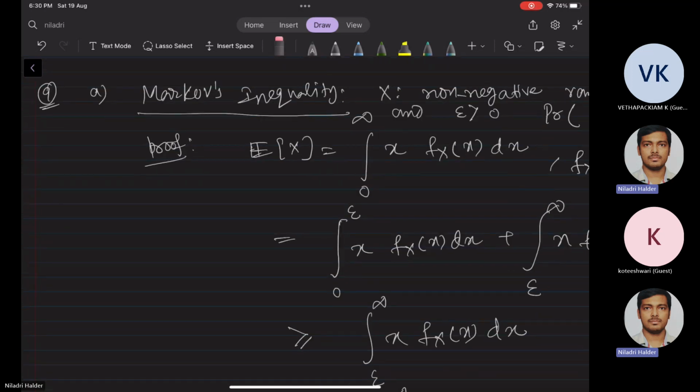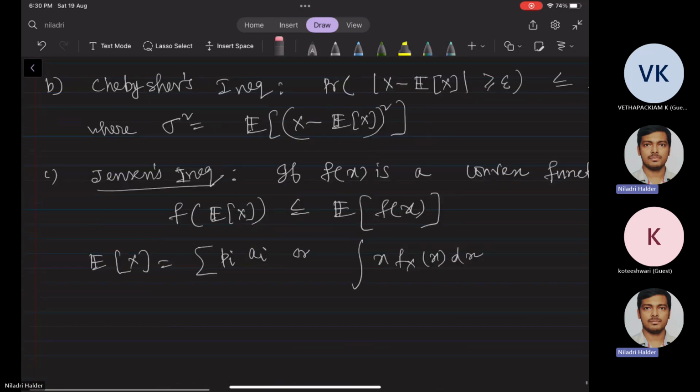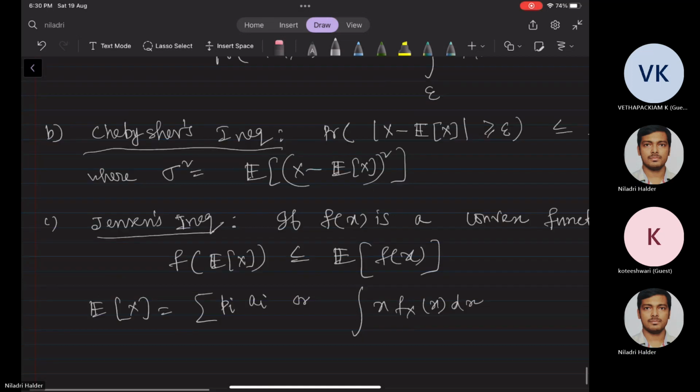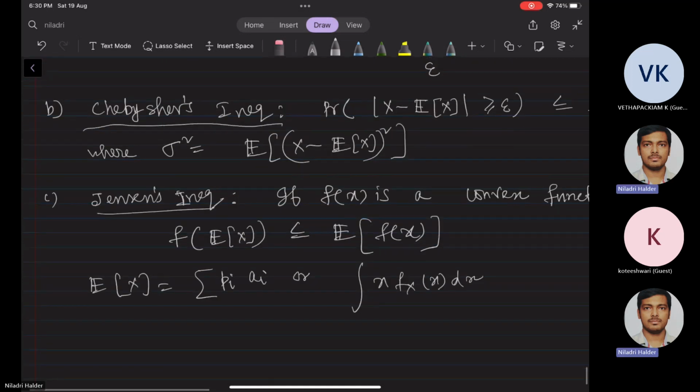Then I mentioned some inequalities: Markov's inequality, Chebyshev's inequality, and Jensen's inequality. These inequalities will be helpful later. So that's all for the day, and have a happy weekend.